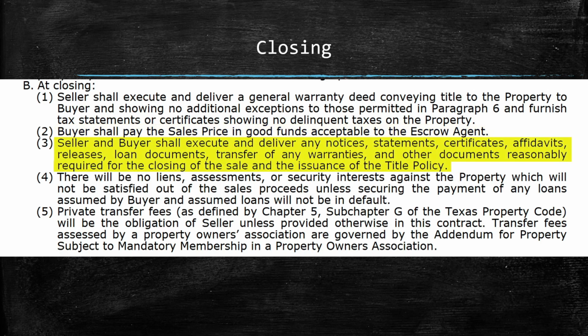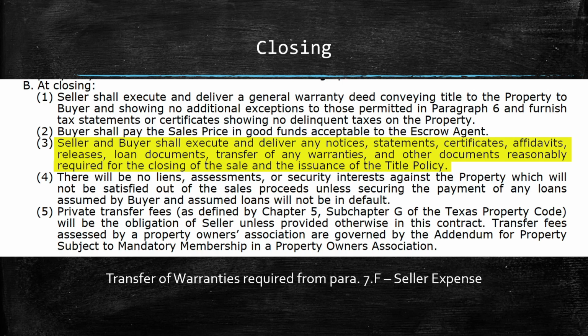9B3, seller and the buyer shall execute and deliver any notices, statements, certificates, affidavits, releases, loan documents, transfer of any warranties, and other documents reasonably required for the closing of the sale and the issuance of the title policy. Here the parties are agreeing essentially that they are going to sign whatever needs to be signed in order to get this deal done. But bearing in mind also that these documents have to be reasonably required. So they're not agreeing to just sign anything and everything. The document has to be reasonably required to close the sale and issue the title policy.